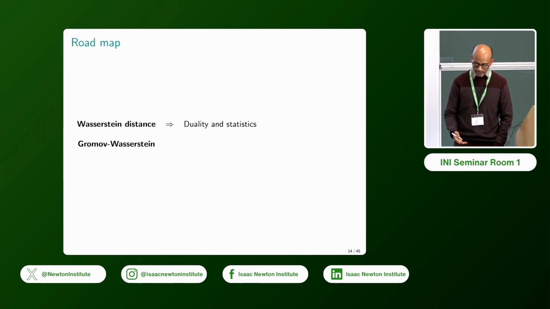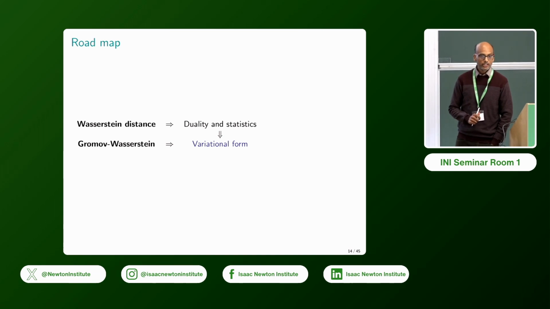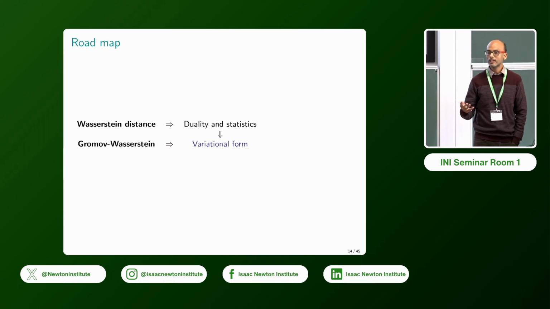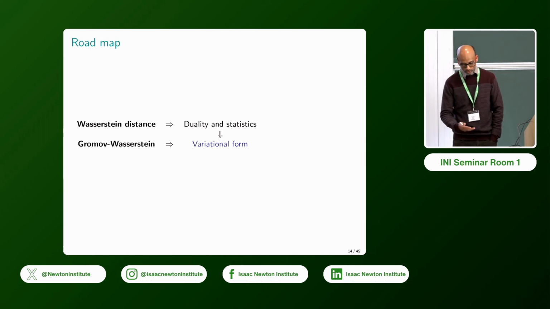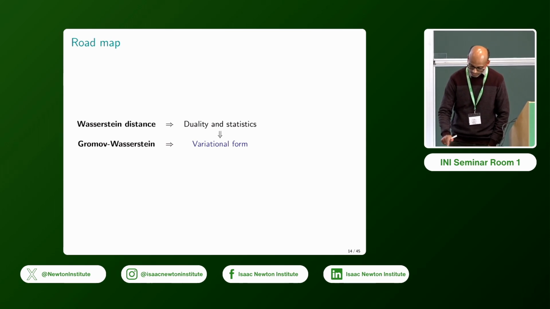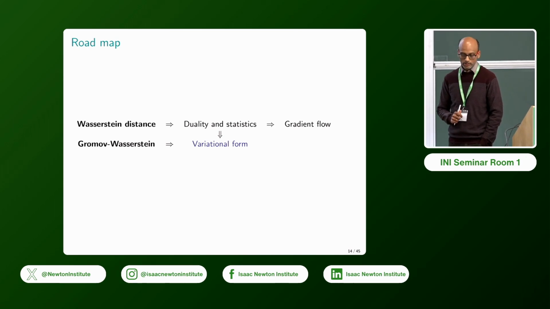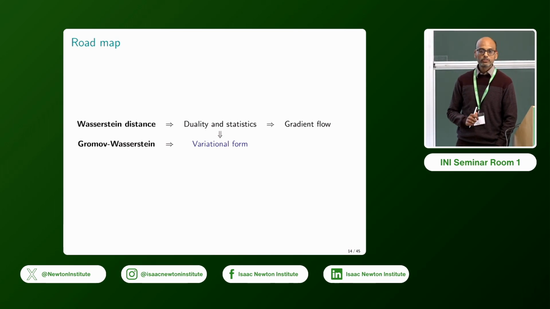And that motivated us to consider, can we get a dual representation for Gromov-Wasserstein? And can we ask the same statistical questions for Gromov-Wasserstein? It turns out that the dual representation is the key, and therefore this will be the first part of it. The second question we see is that the duality also plays a key role in understanding the gradient flows, the Wasserstein gradient flows.